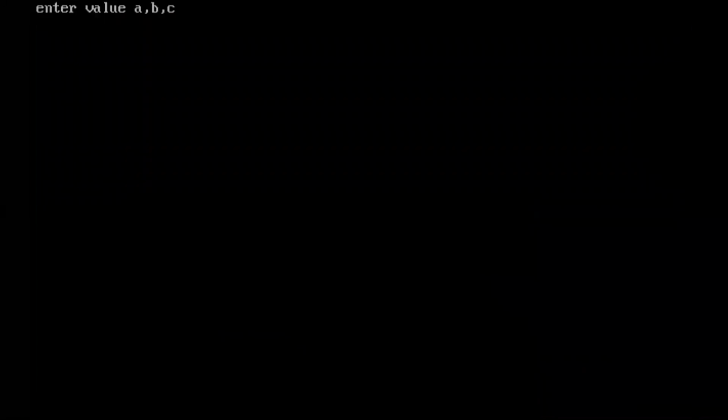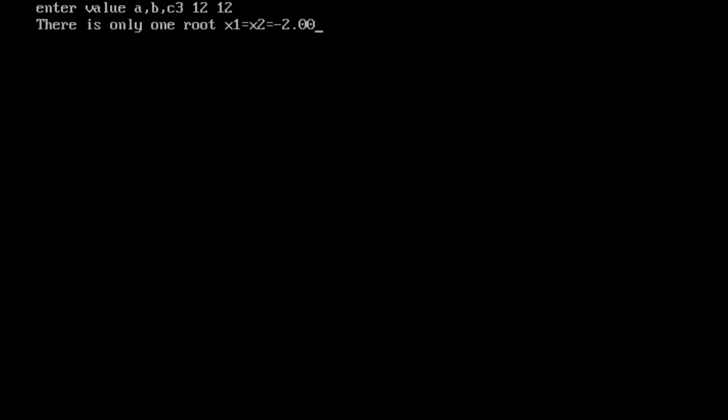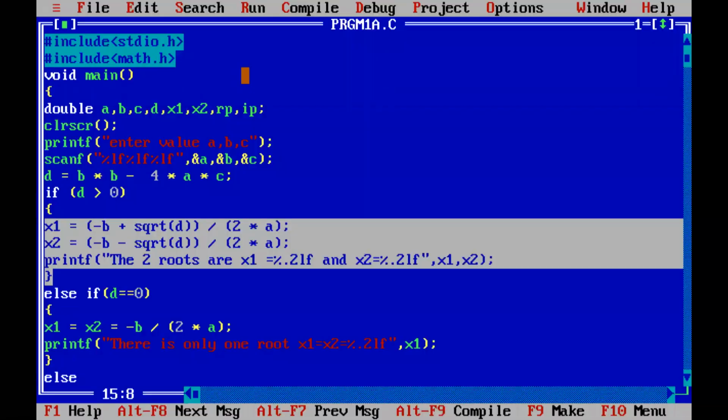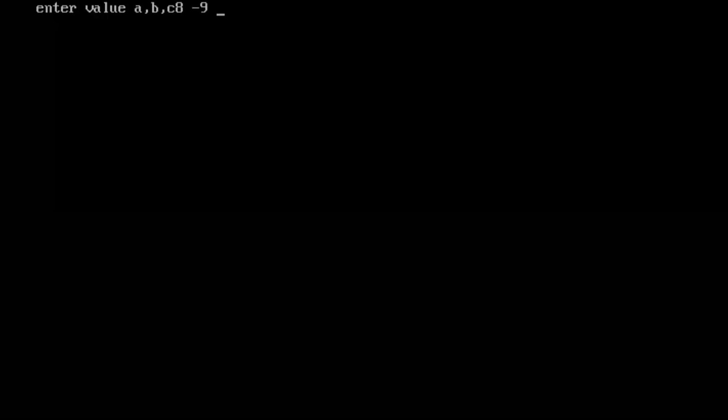Understood? You have to run again and give the second condition, when D value is equal to 0. That is 3, 12 and 12. I gave that quadratic equation. So here x1 and x2 are equal, there is only one root, and the value of the root, that is x, is minus 2. And the third condition, when D is less than 0, I have given one example: 8, minus 9, and the third value is 11.